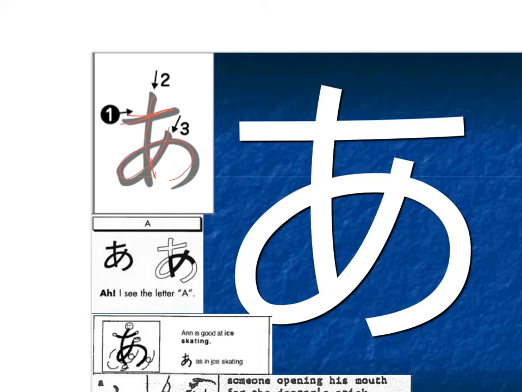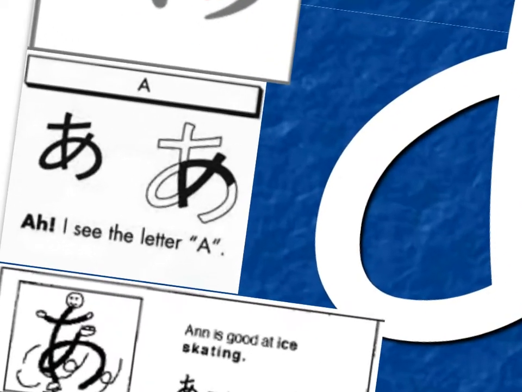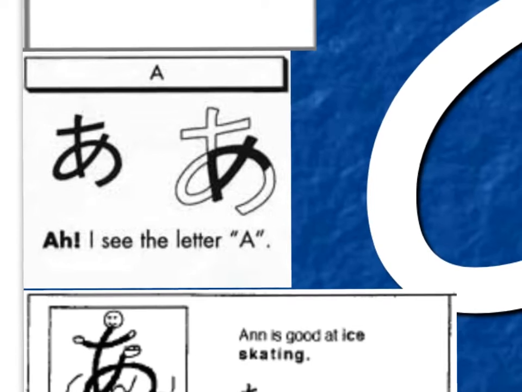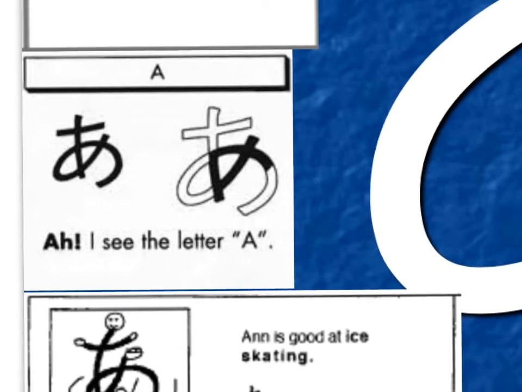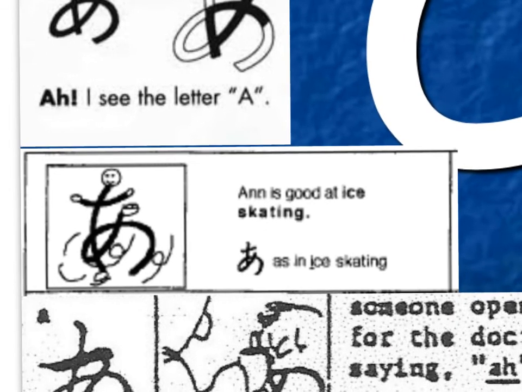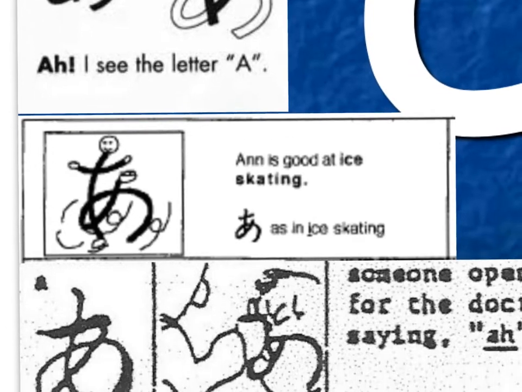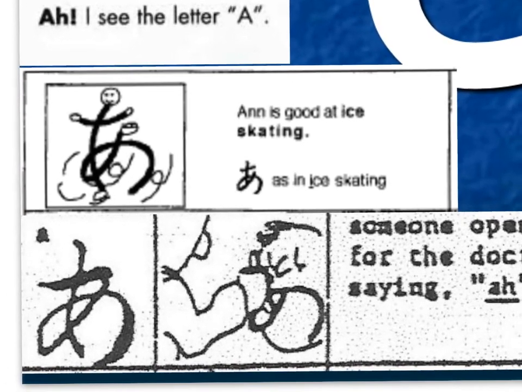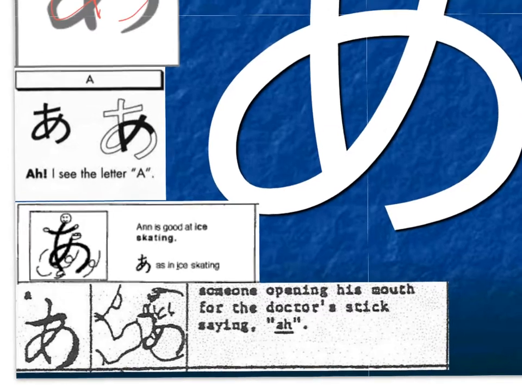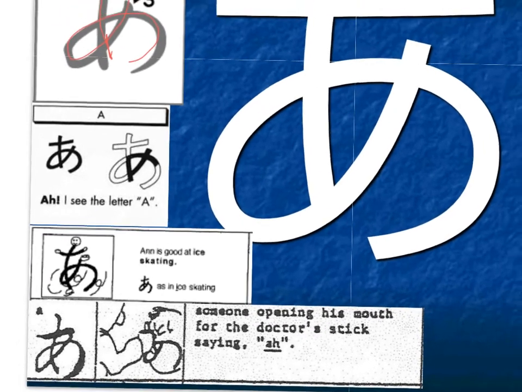Now, some of the mnemonic devices, so when I say mnemonic, I mean strategy. Some of the strategies that people have posted online include, for example, this one. I see the letter A where you see A right here within the letter. I think that one's really difficult. This one is Anne is good at skating, showing somebody sort of on skates with their leg up, but maybe kind of a swirly motion. And then you have someone opens their mouth for the doctor and says, ah. I didn't really like any of these actually, but if they help you, that's great.